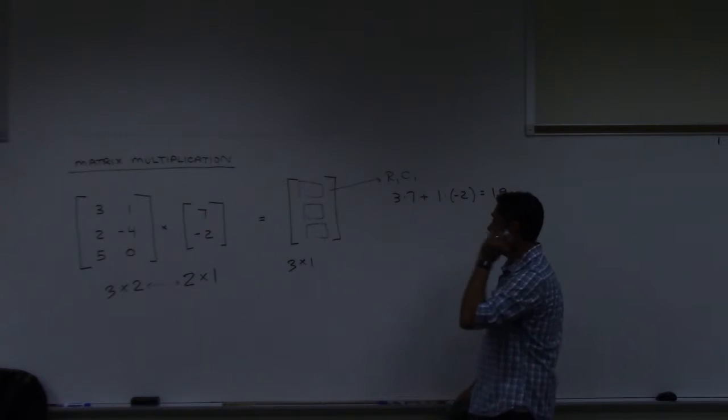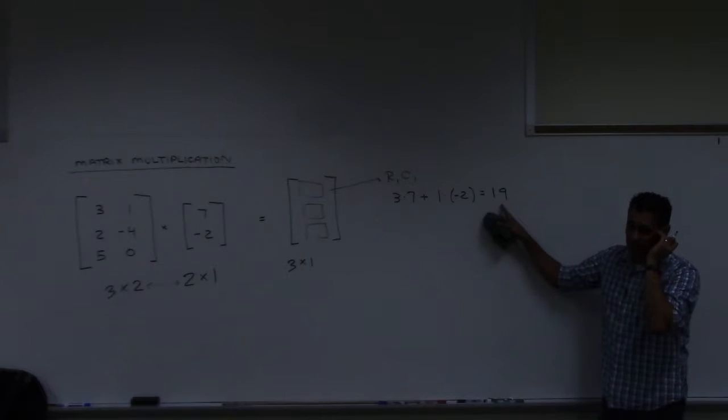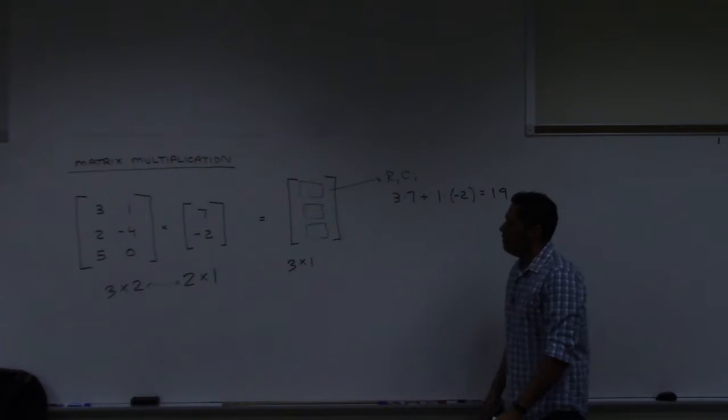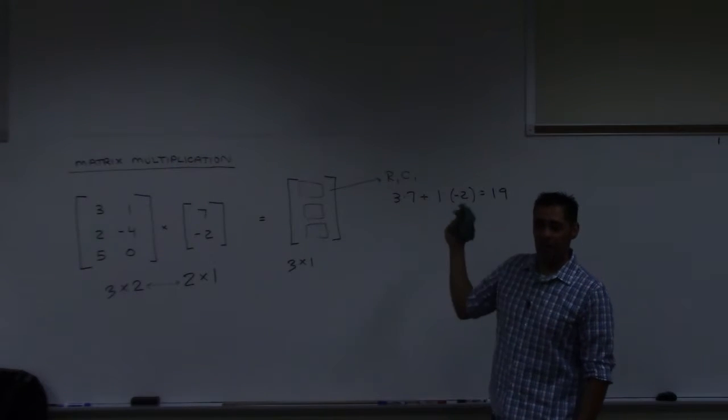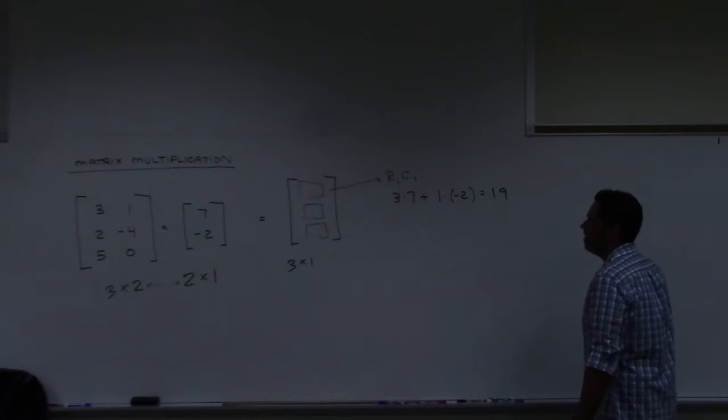All right. Sorry about that. 21 minus 2 is 19. That better? Now that I did my arithmetic correctly? Okay, thank you. All right.